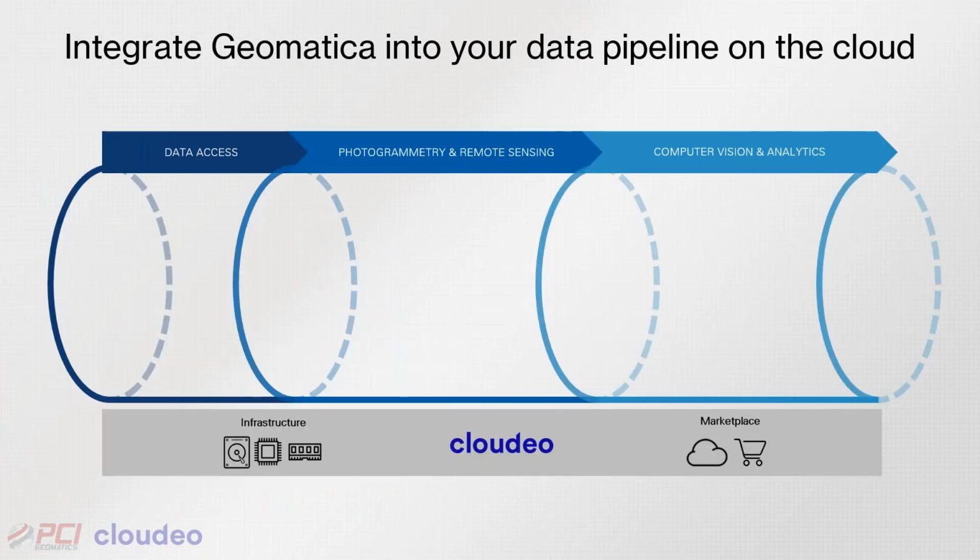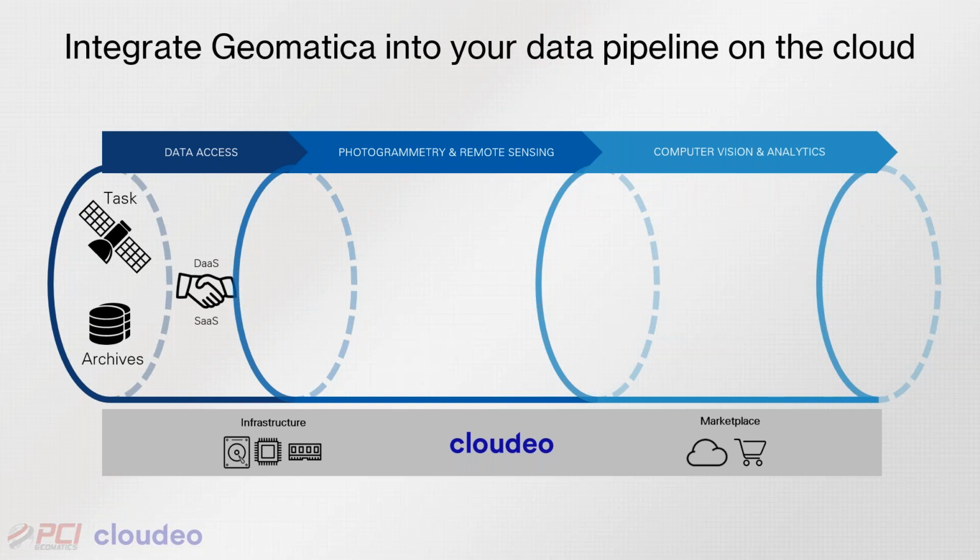Now, before we get into our demonstration, I'm going to finish off with this final example. Basically what we want to show is one of the biggest advantages of using Geomatica Cloud on Cloudeo, which is the ability to create a data pipeline entirely on the cloud. So this really starts by directly tasking satellites or accessing vast archives of imagery and derived products through Cloudeo's data services. Keep in mind, you can also always upload your own data.